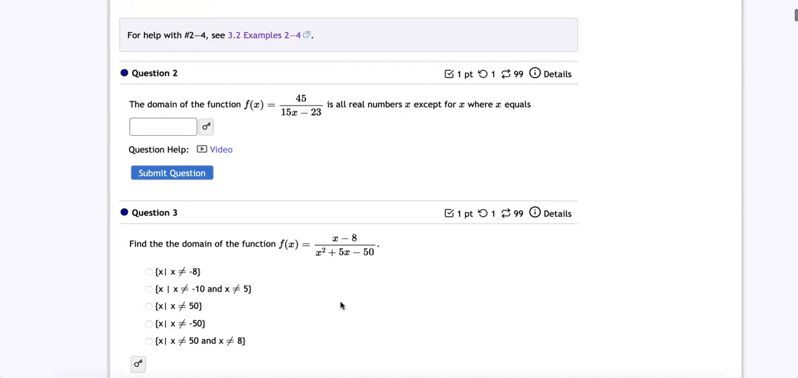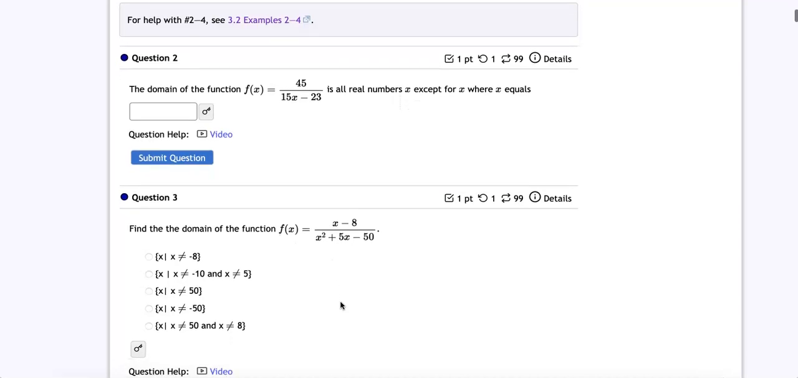Now, it's a lot trickier if you're looking at an equation, because you have to figure out which values of x can be included in the function. In the case of a rational function, one that has a denominator, what we're concerned about are zeros in the denominator. So any value that could cause the denominator to equal 0 would be a problem for this function. In other words, 15x minus 23 cannot equal 0. Otherwise, we would have a 0 in the denominator.